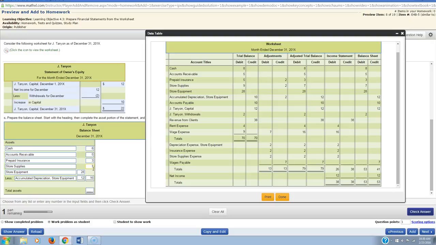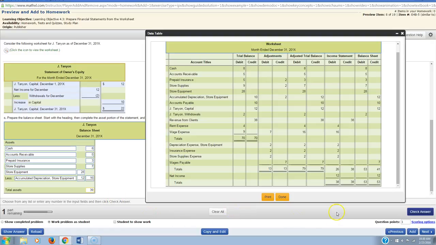Okay, I had forgotten to put the 7 in there, which I did. So we just add these guys up. 8, 5, 13, 3, 16, and 7 is 23, and 16 would be $39. And that would be your total assets on the asset side of the balance sheet.